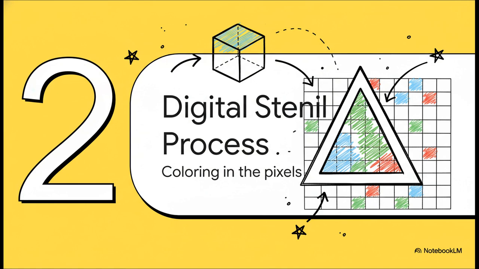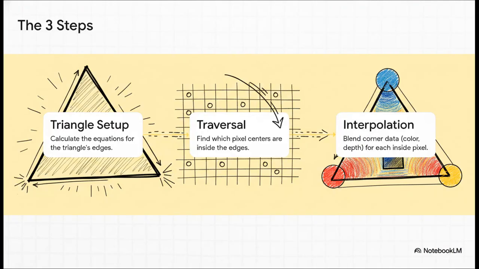So, okay, how does it actually work? The best way to think about it is like you're using a stencil. You've got the outline of your shape, in this case a triangle, and you just need to figure out which little tiles in your mosaic, your pixels, need to get colored in. It's a surprisingly straightforward process, really. It pretty much boils down to these three key steps.